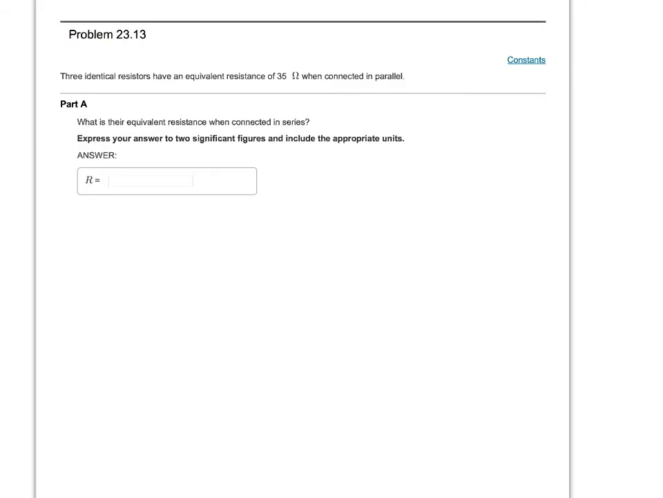For this problem here, we know that three identical resistors have an equivalent resistance of 35 ohms. That's the same as saying the total resistance when they're all connected in parallel. And we want to know what is their equivalent resistance when they're all connected in series.